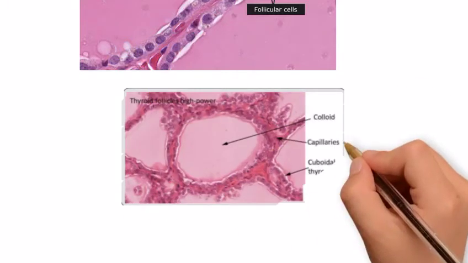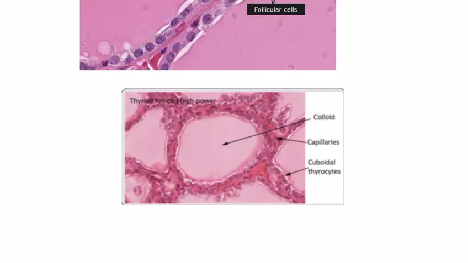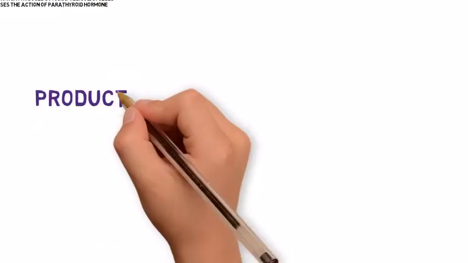So again, in this slide we can see the thyroid follicular cells, which release T3 and T4. Another name for them is the cuboidal thyrocyte. As we said, their epithelia is cuboidal. And we can also see some capillaries and red blood cells as well. Okay, I'd like to move on now and talk a little bit about how T3 and T4 are produced.